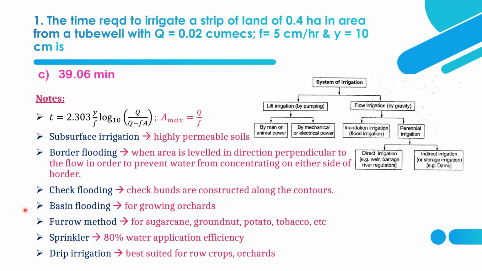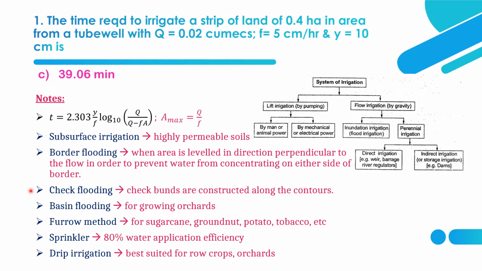And we shall see one by one the methods and types of irrigation. So first one, subsurface irrigation. This subsurface irrigation will be used when the soil is highly permeable. Next we shall see border flooding, when the area is leveled in the direction perpendicular to the flow in order to prevent water from concentrating on either side of the border. So the diagram which was shown previously conforms to border flooding. We level the area perpendicular to the flow so that we can prevent water from concentrating on either side. This technique is followed in border flooding.